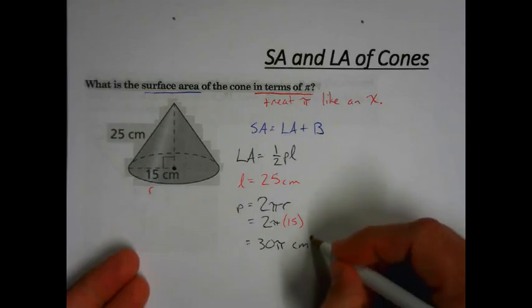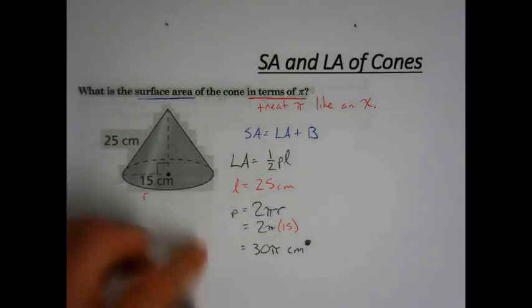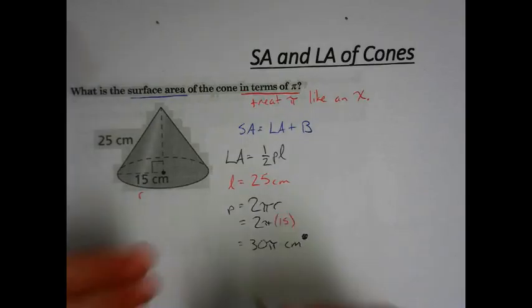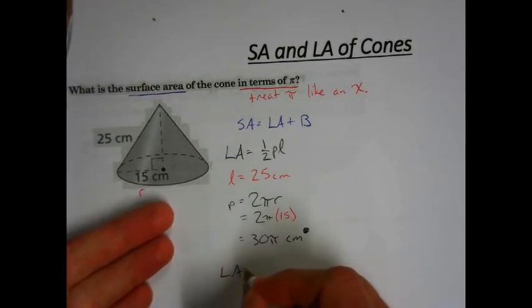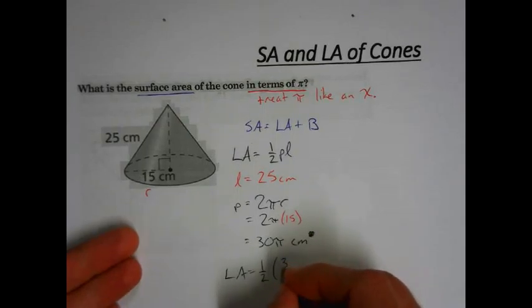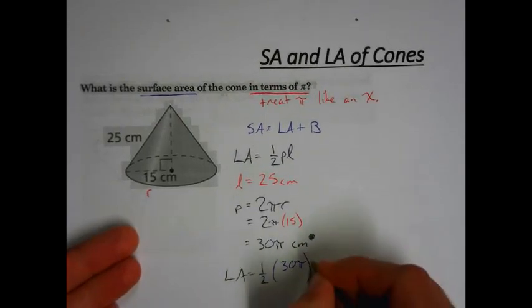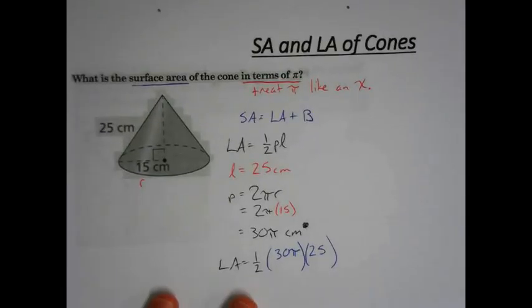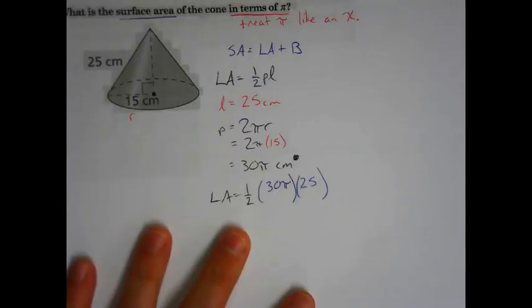Perimeter is not squared units. Whoa, that was close. So the perimeter is 30 pi centimeters. The slant height is 25 centimeters. All we have to do to find lateral area is take half of that product. So we're going to have lateral area being equal to 1/2 times the perimeter of the base we found at 30 pi times the slant height that was given at 25 centimeters. The rest is calculator work.